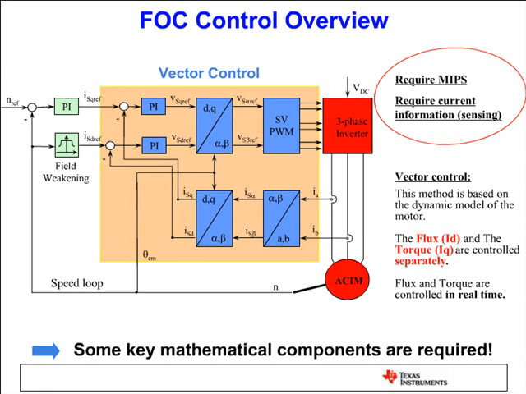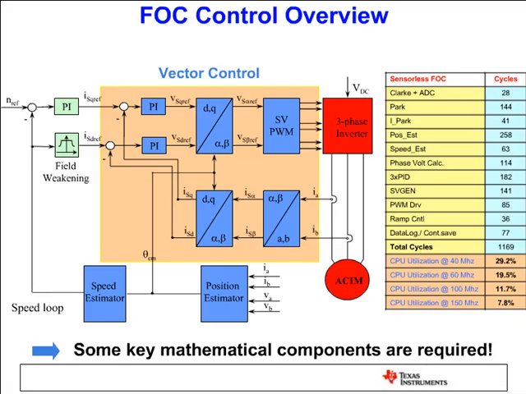Here is FOC control of PM motor. Here I eliminated the sensor. If you want to, we can close the speed loop without the sensor. What we do instead, using current information and voltage information, we can estimate the position and indirectly estimate the speed, and then control both the position and speed by means of this position estimator.